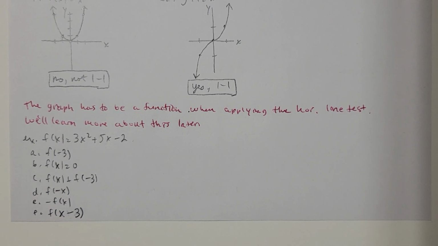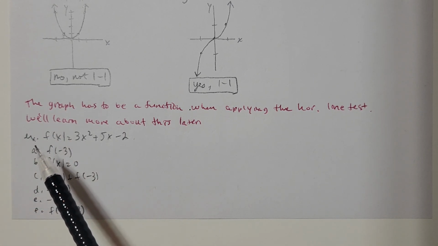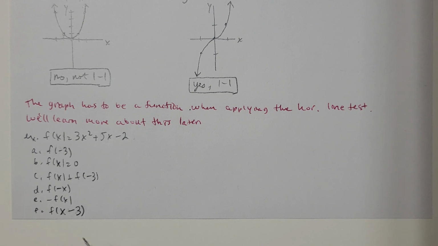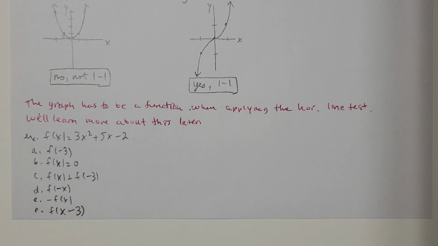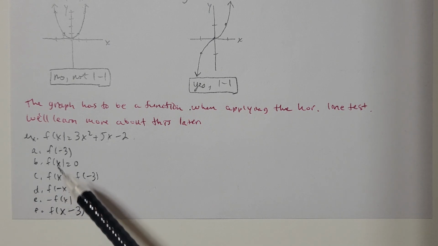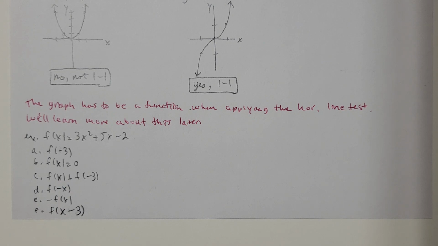Okay, we'll get back to functions, section 1.1. Remember, a function is a rule that takes an input value and assigns one and only one output value to it. So here's where we left off in the last video. We take a look at this example. Suppose we have a function, f of x equals 3x squared plus 5x minus 2, and I want us to compute these 6 items here. I'm doing that on the next page.